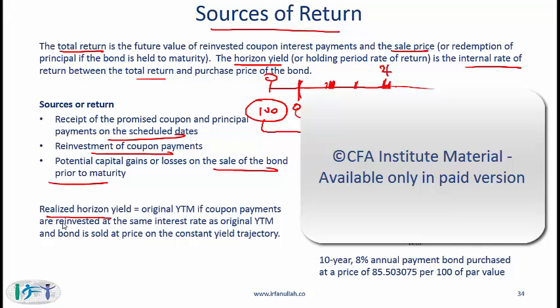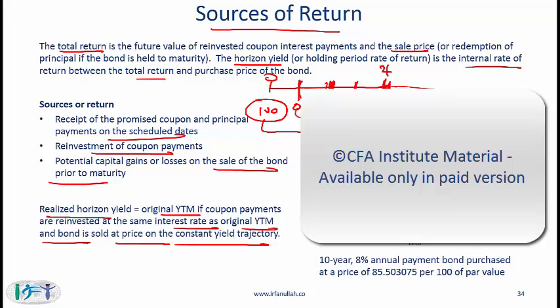The realized horizon yield is equal to the original YTM if coupon payments are reinvested at the same interest rate as the original YTM and the bond is sold at a price on the constant yield trajectory. Now there are a couple of important points here. Let's understand the constant yield trajectory.